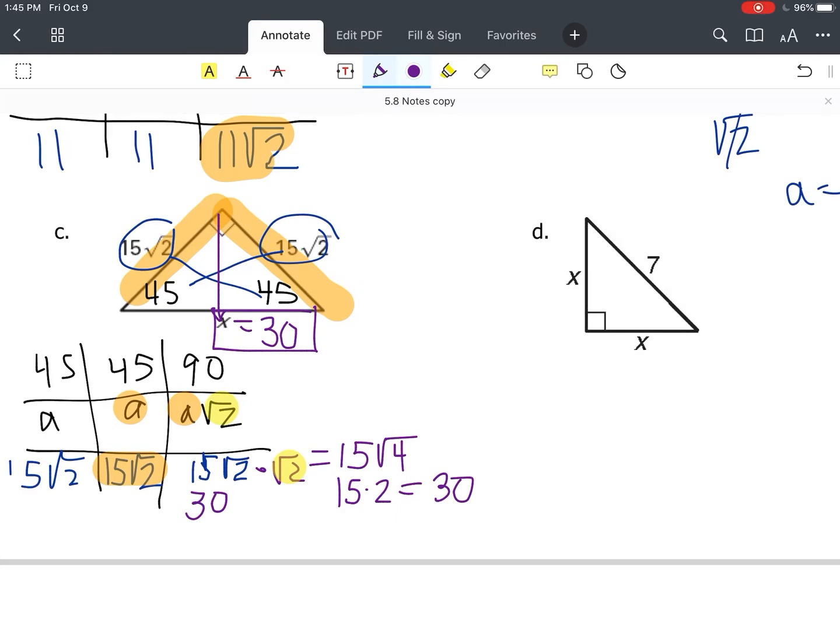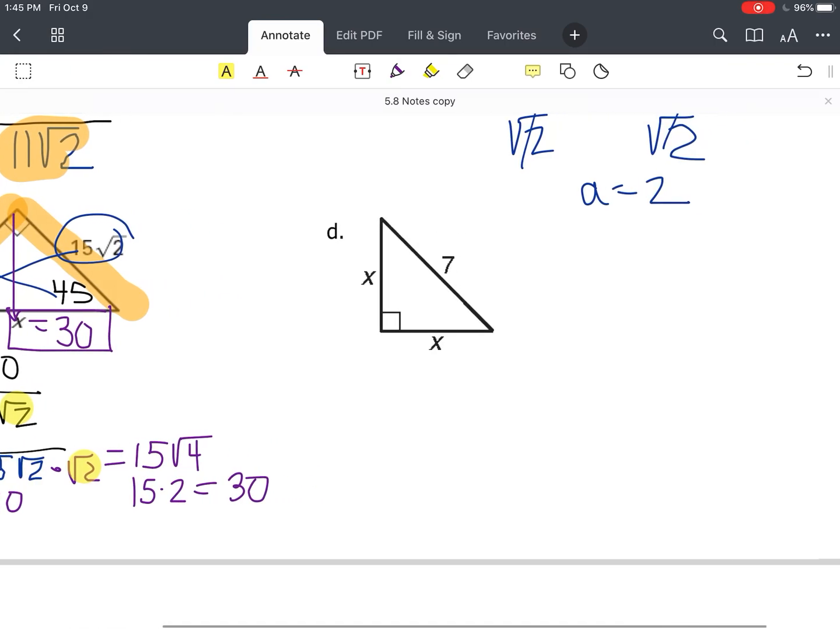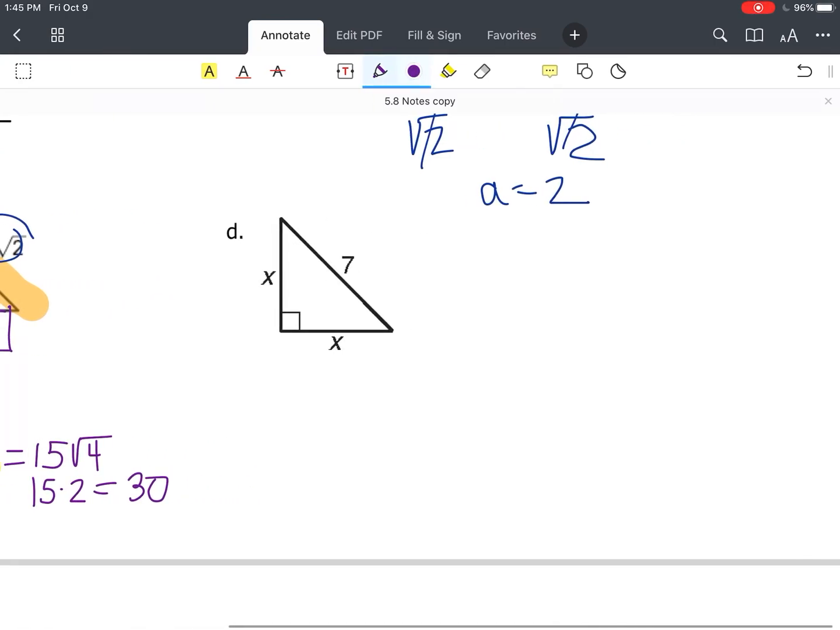And again, if you're not great with square roots, if you're just trying to multiply them, your calculator should be able to do that for you.